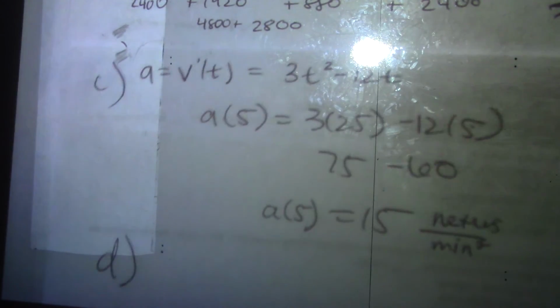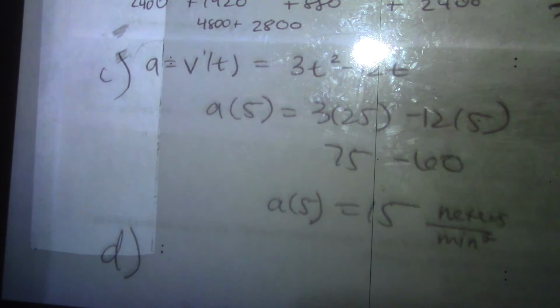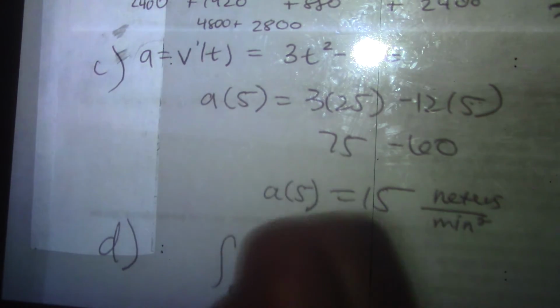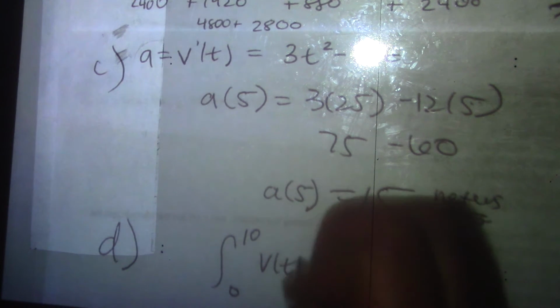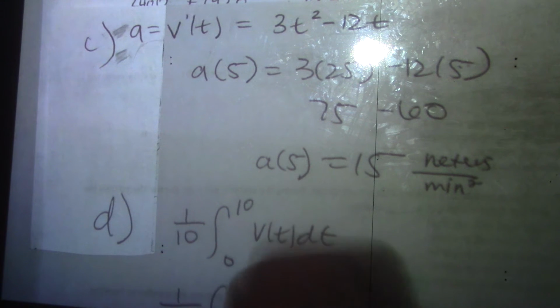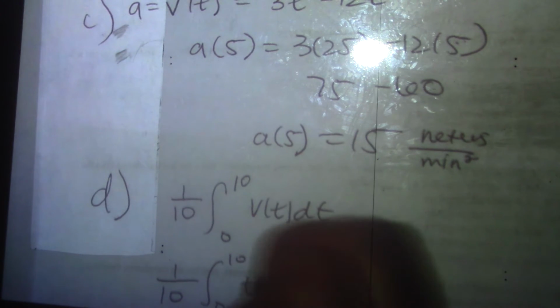All right, D, I want to find the average velocity. We're using the model from part C, so we're still using the velocity of Bob that was given. The average value of a function is 1 over b minus a times the integral of that function from a to b. I want to find the average velocity, so from 0 to 10 of Bob's velocity, 1 over 10. I'm going to do 1 over 10, 0 to 10 of Bob's velocity, which is this.